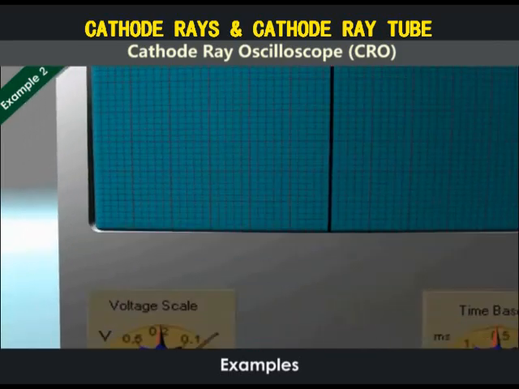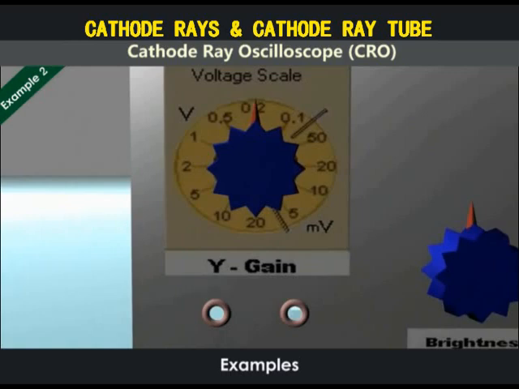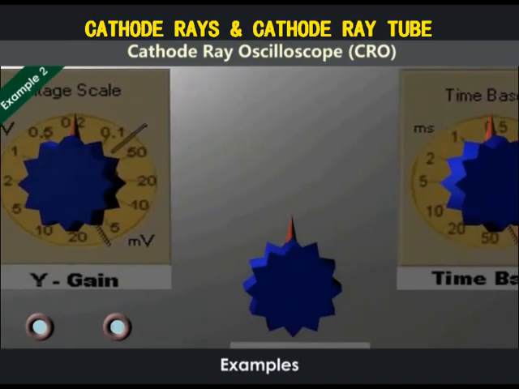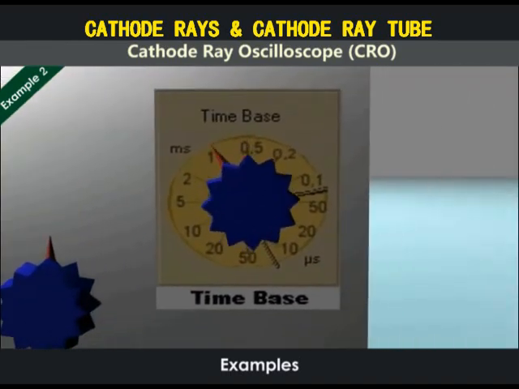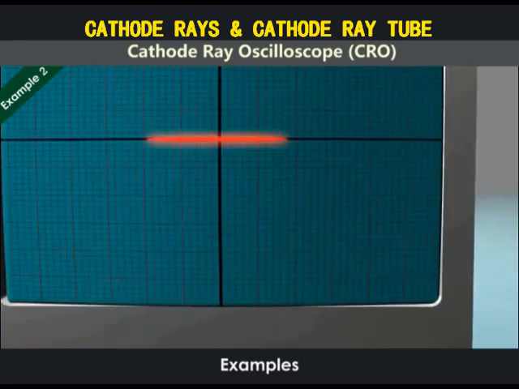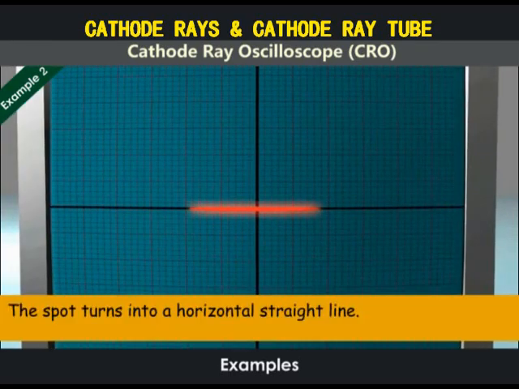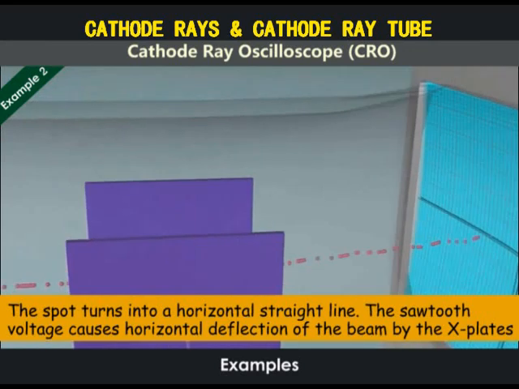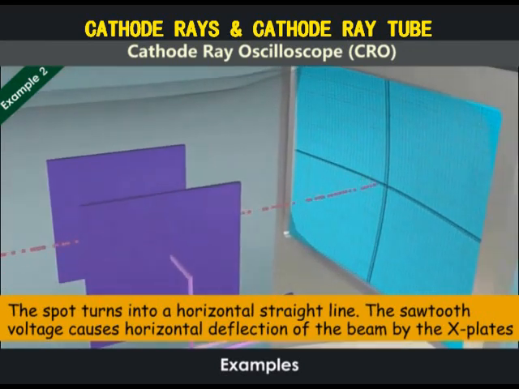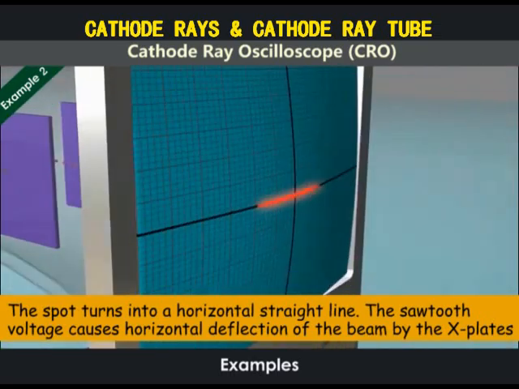In the second example, there is no signal applied to the Y input, but the time base is now turned on. This will change the spot to a horizontal line. This is because a sawtooth voltage from the inside of the CRO is applied to the X plates. It causes the deflection of the beam left and right across the screen with a high frequency of about 50 Hz. This appears on the screen as a horizontal line.